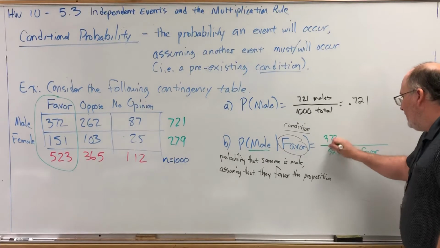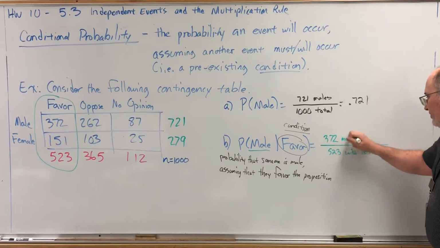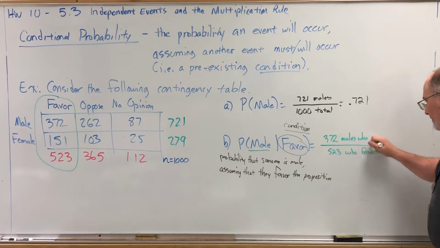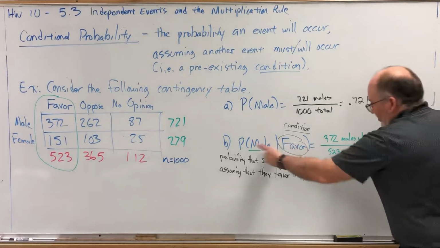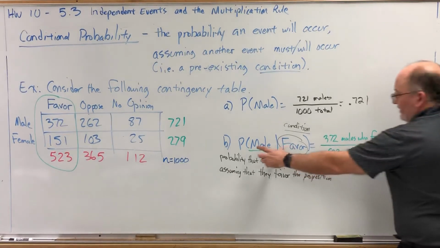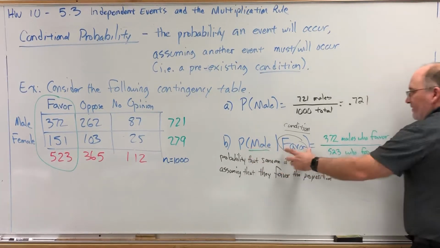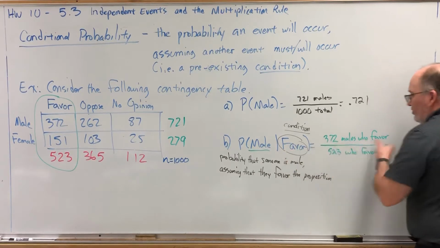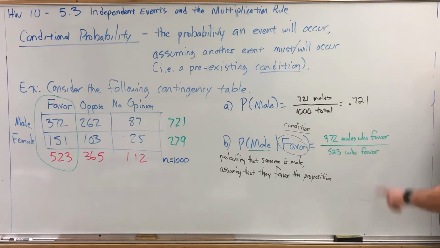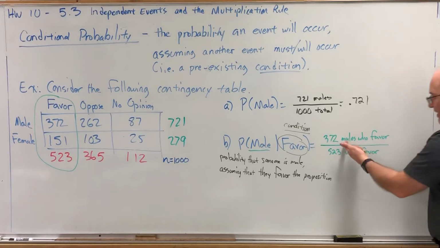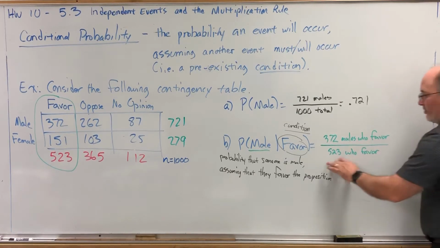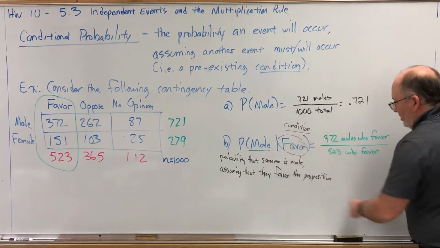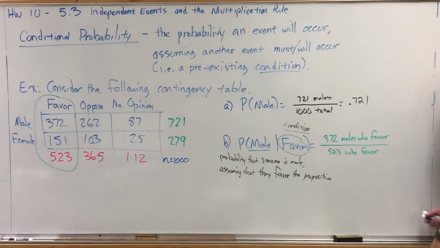372. 372 males who favor. So you could think of the two halves of the conditional probability as the event that I want to happen and the event that has already happened. The numerator has to represent the people in the sample space who fall under both categories, males and favor. Whereas the denominator only has to represent the total in the condition, in this case 523 who favor.